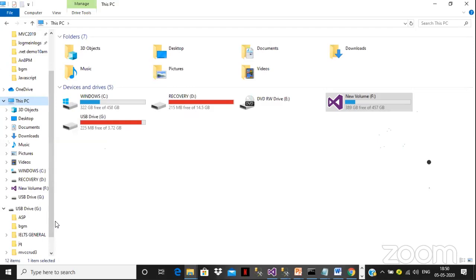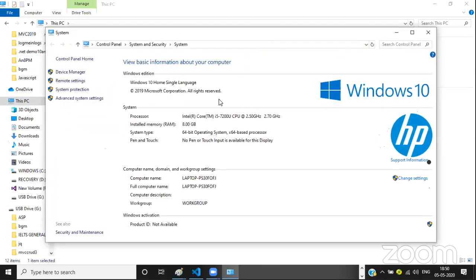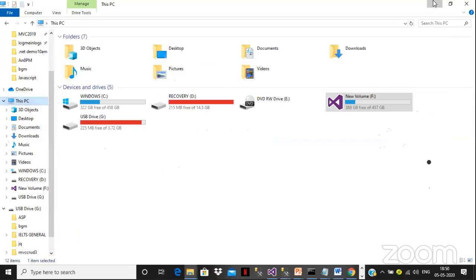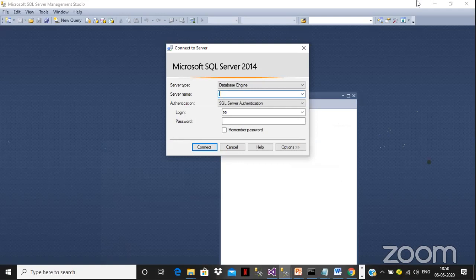Here you can see the computer name. Server name means the name of the computer where SQL Server is installed. This is my computer name. Or simply you can give dot, or IP address. You can give IP address, dot, computer name, or server name. Now I'll give dot. Next, we can connect it.